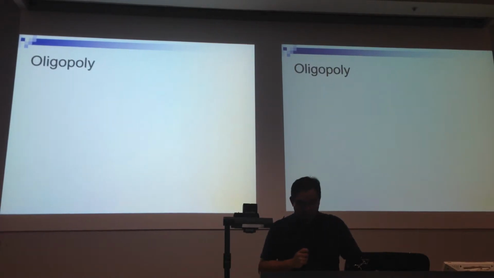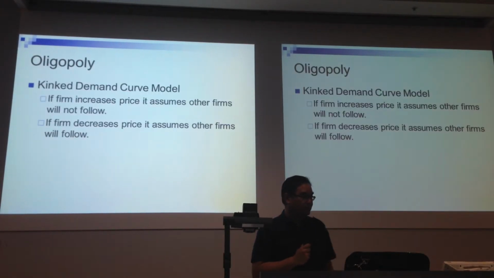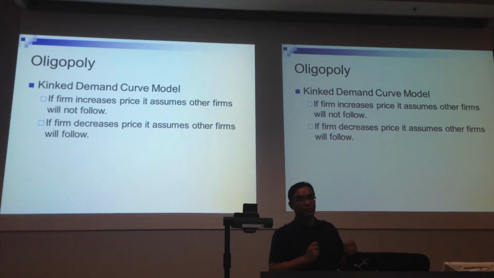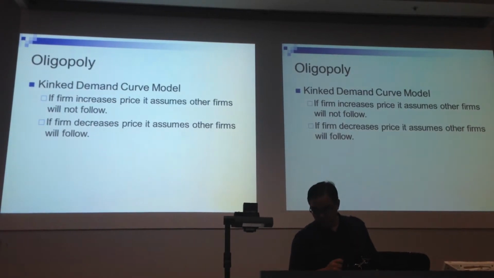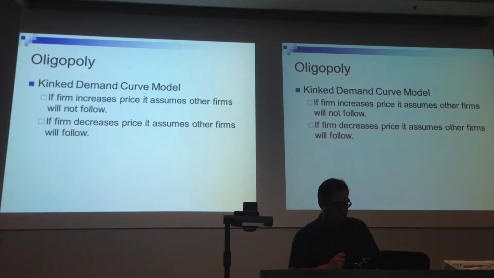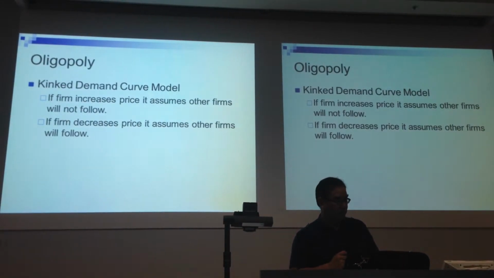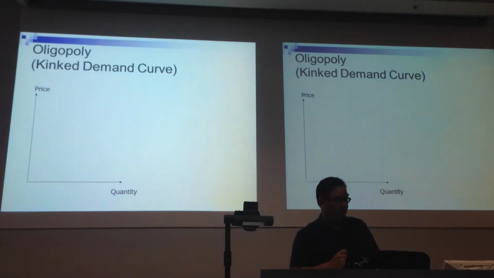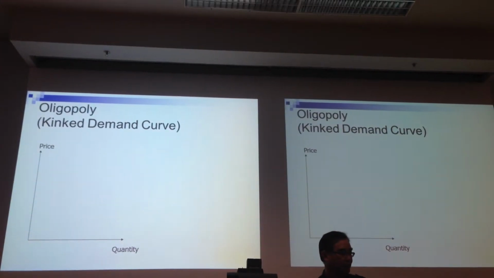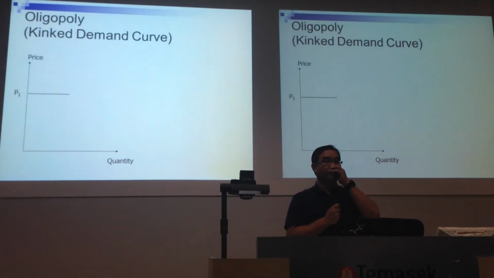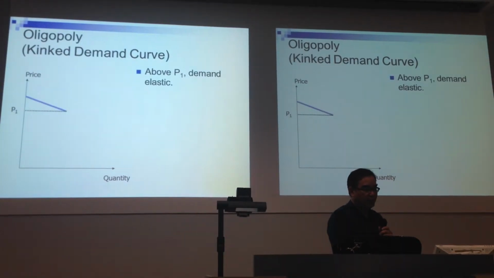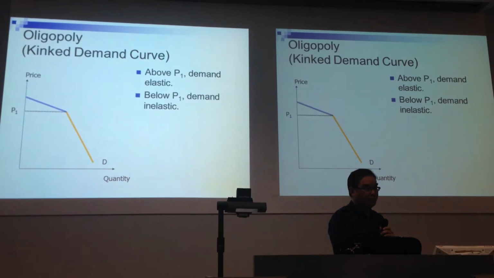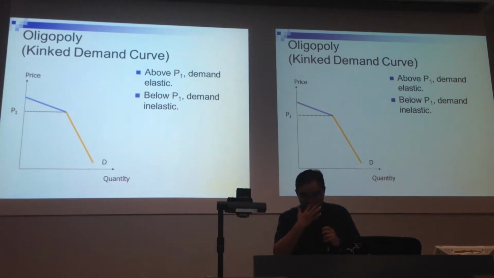Okay, moving on to oligopoly. We learned about the kinked demand curve model, which is based on these two assumptions here. And because of the two assumptions, the demand curve for the firm will have two sections: an elastic portion above E1 and an inelastic portion below E1. Alright, so that is the kinked demand curve.